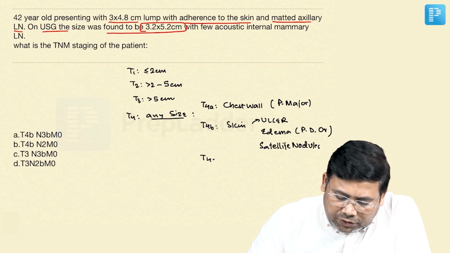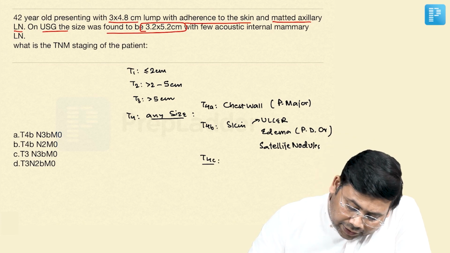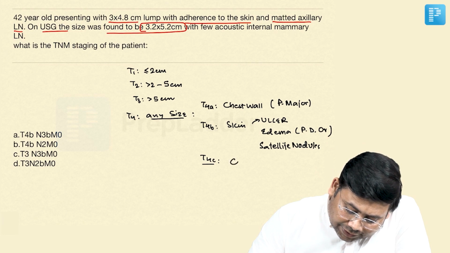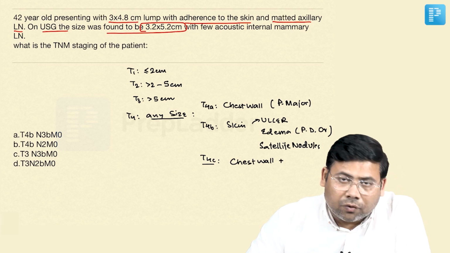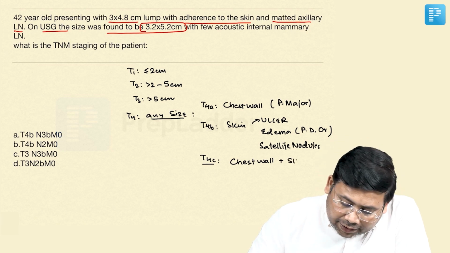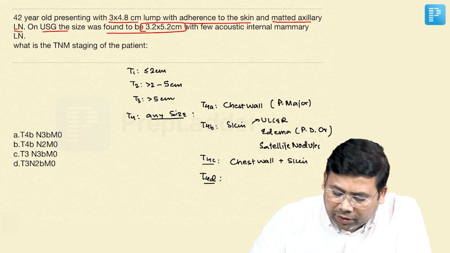Then we have T4C. When we talk about T4C, what is that, students? It is into the chest wall, and along with that chest wall into the skin. And then we have T4D. What do you mean by T4D? It is inflammatory cancer.